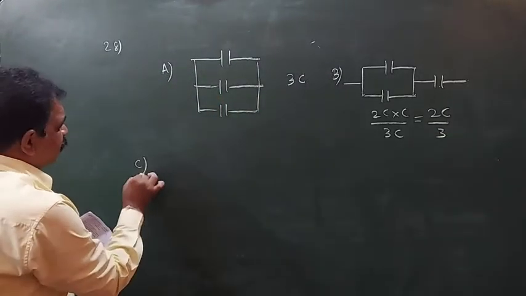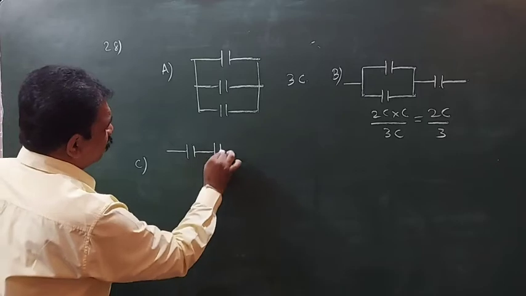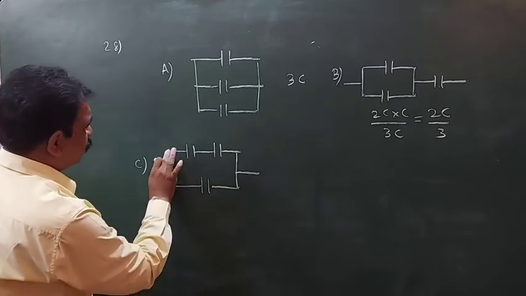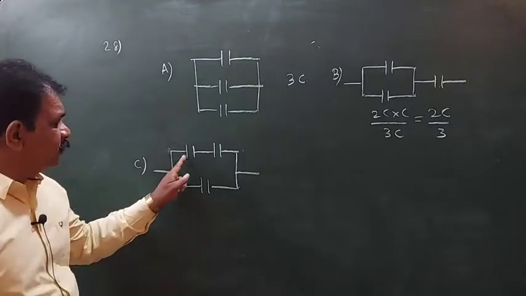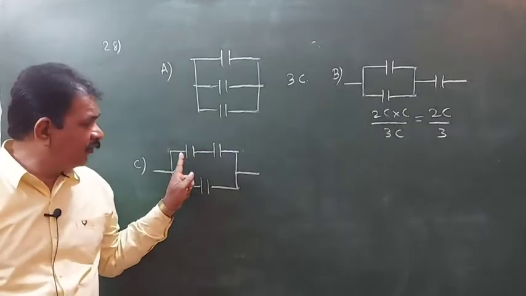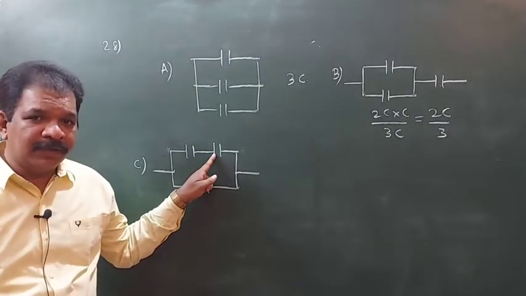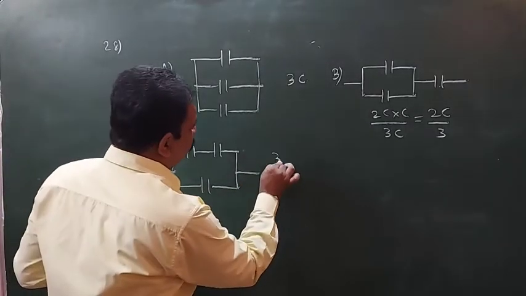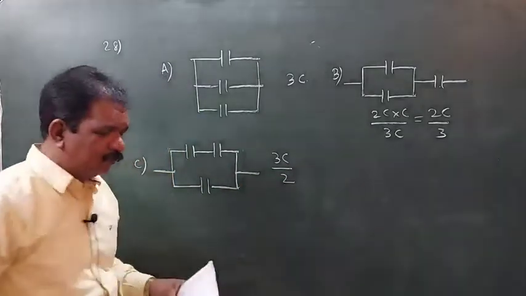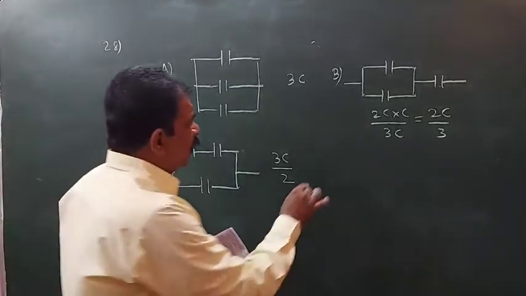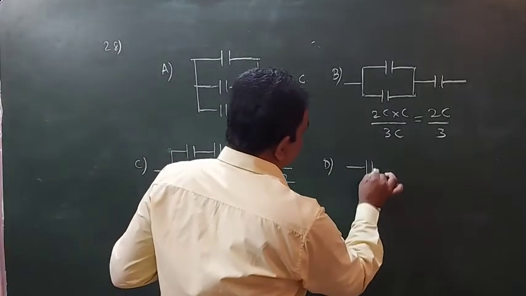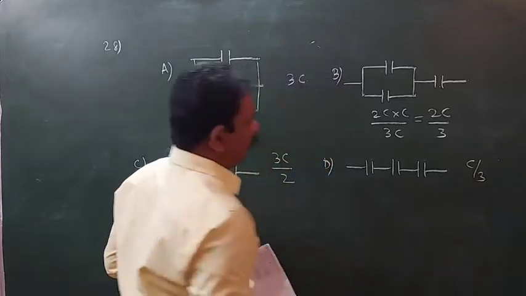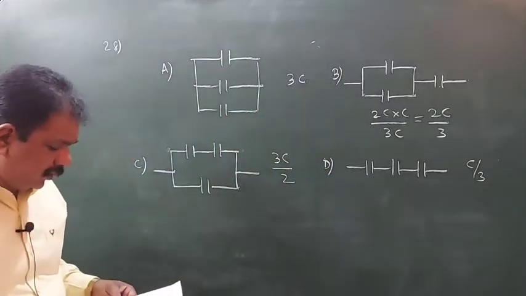Here, this one they gave. These two are in series, right? Effective will be C by 2. C by 2 plus C, this value will be 3C by 2. Here, all are in series. Effective value will be C by 3.